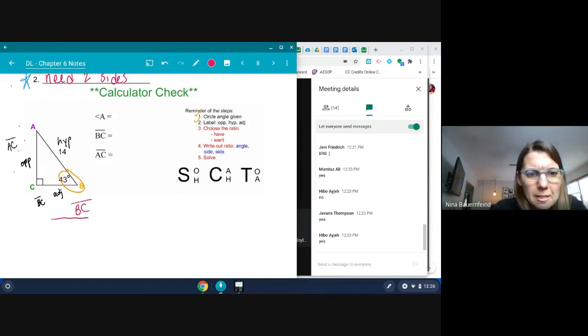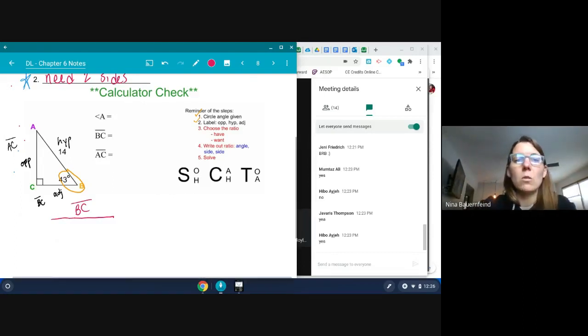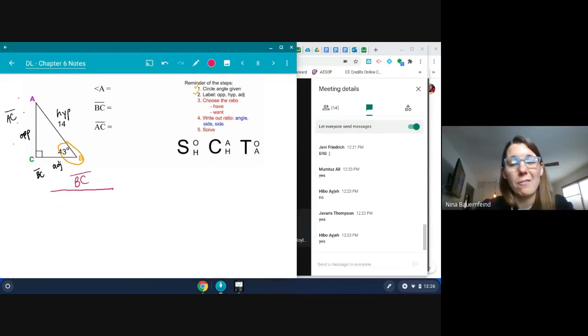So the way I organize my work is I just write BC, then I draw a line so that I know all the work below is to find BC. When you do your quiz, you're going to want to have paper. You won't be able to do it without paper. It's not a lot of work, but you need to write it out.